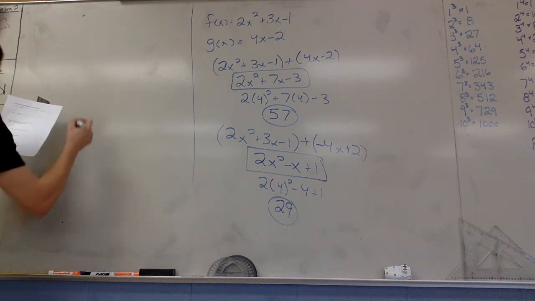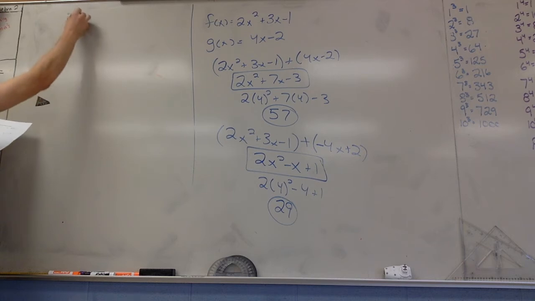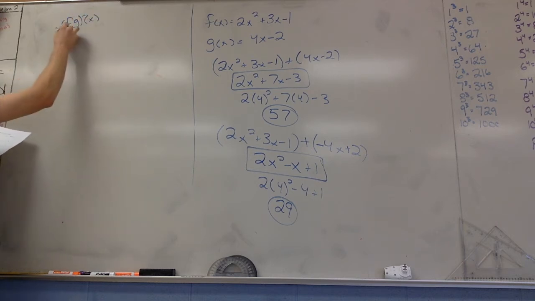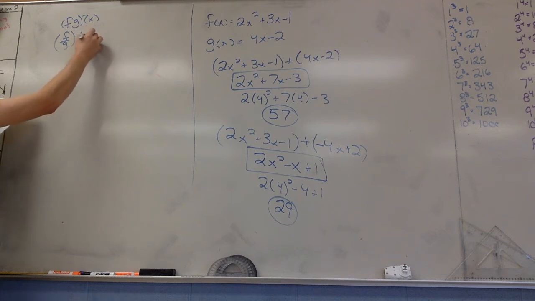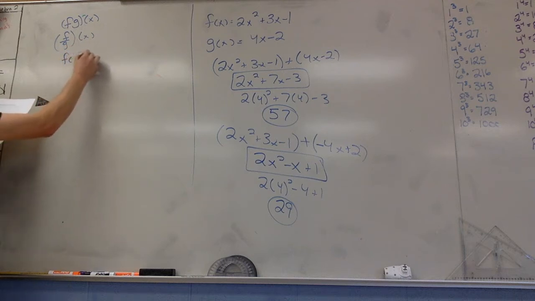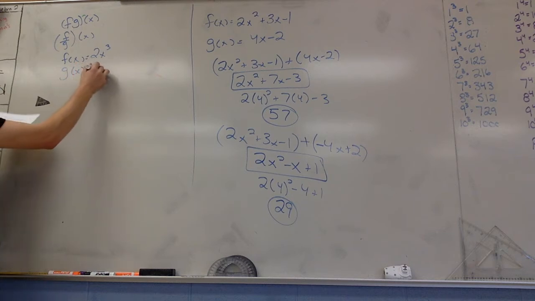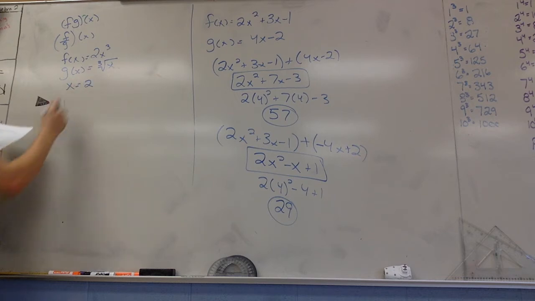Now 21, it asks for 21 answer 2. It asks for fg of x, f over g of x, and then evaluate for whatever x is supposed to be. So first one, f of x is 2x cubed. G of x is the cube root of x, and x is going to equal 2 here.